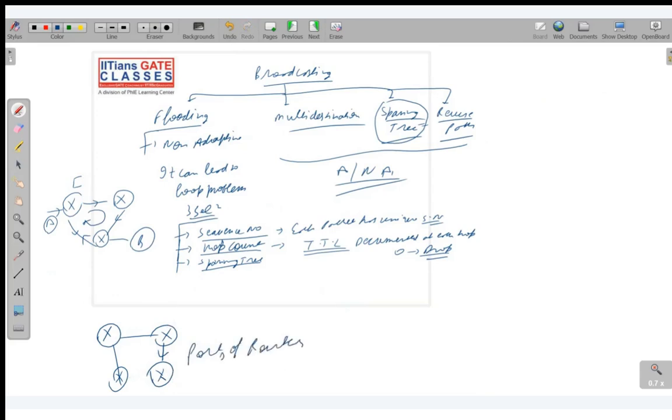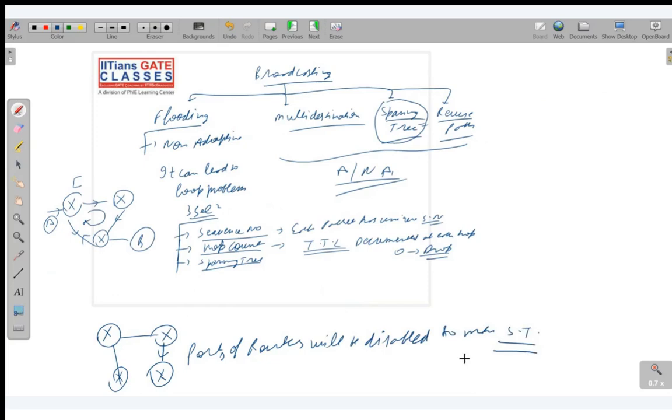Ports of the routers will be disabled to make the spanning tree. Any doubt here? No, sir. Okay, so that's it. This is all about the three possibilities.